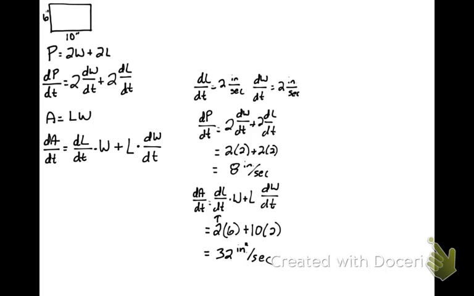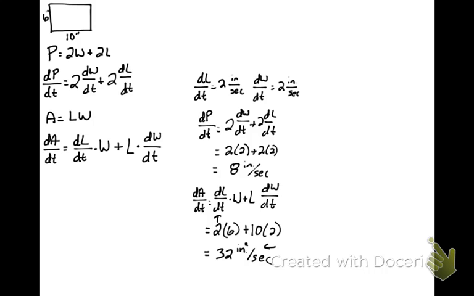Something important to notice about this 32 square inches per second is that this is the rate of change of the area when the side lengths are 6 and 10. If the side lengths were different, the rate of change of the area would also be different. So it's only the rate at that specific instant.